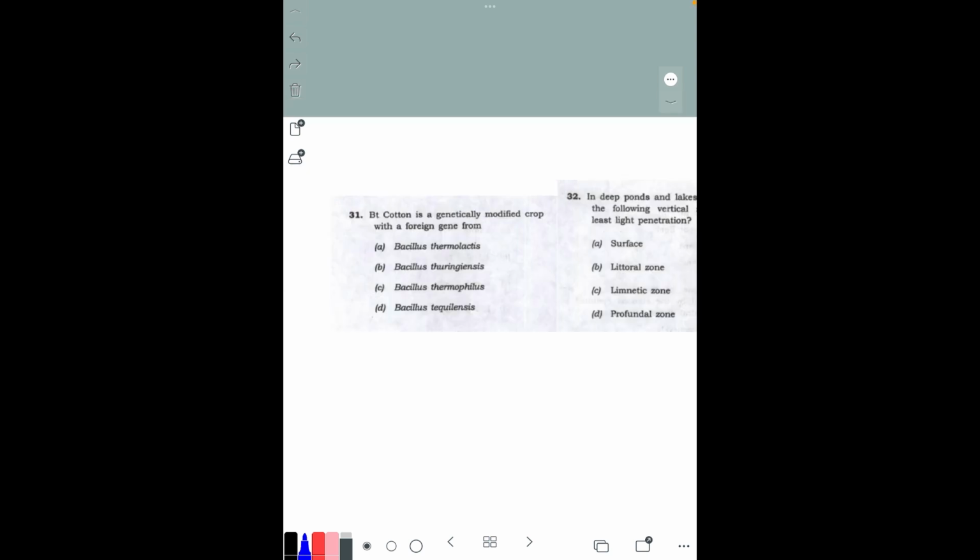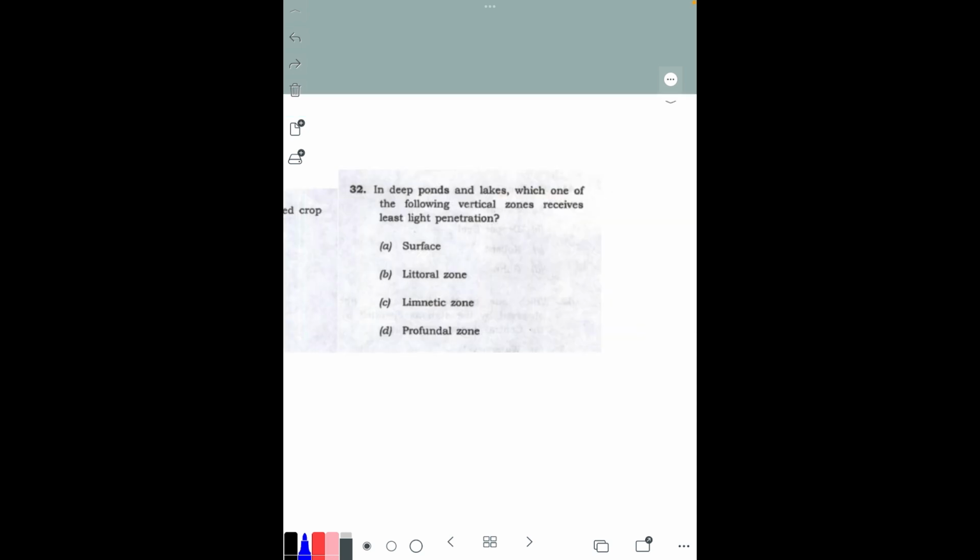Question number 31. BT cotton is a genetically modified crop with a foreign gene from. Correct option is option number B, Bacillus thuringiensis. In deep ponds and lakes, which one of the following vertical zones receives least light penetration? Now for that we need to see where the zones are located. So small schematic diagram.